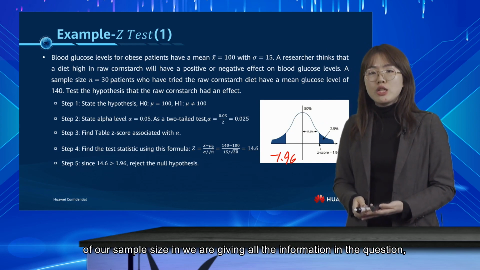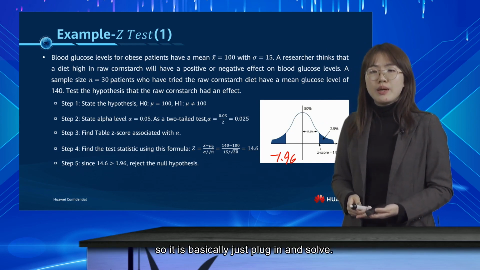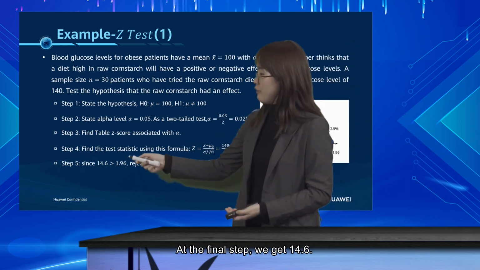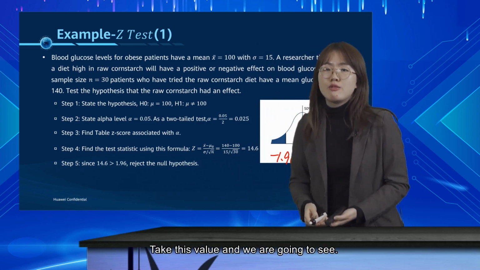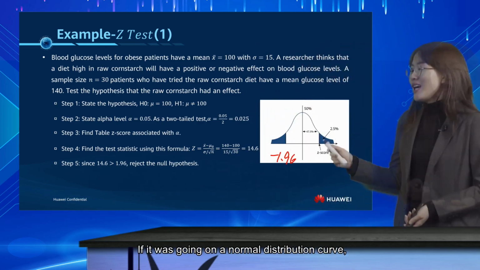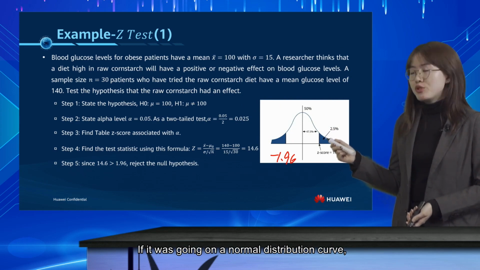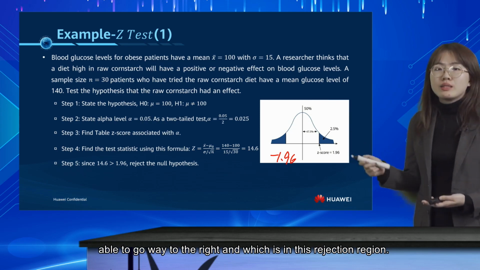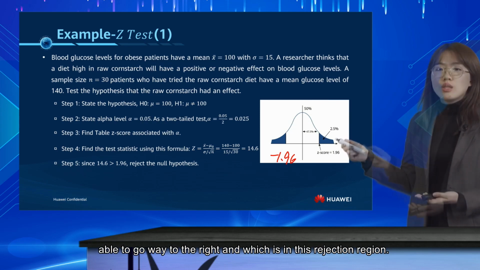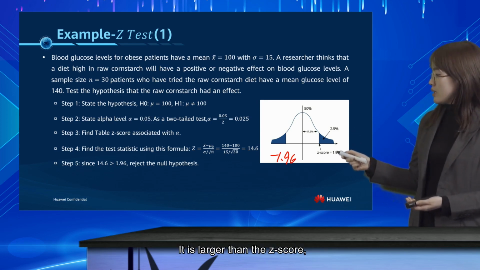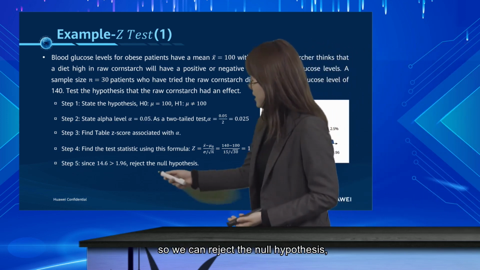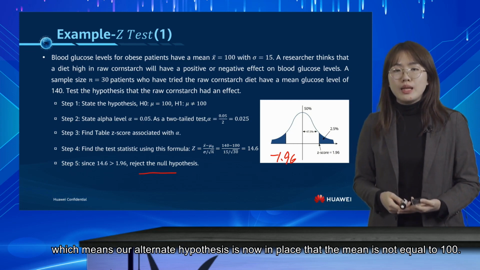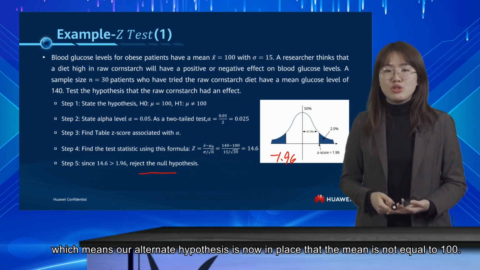We are given all the information in the question, so it is basically just plug in and solve. At the final step, we got 14.6. We take this value and see where it lands on a normal distribution curve like this. It goes far to the right, which is in the rejection region. It is larger than the critical z-score, so we can reject the null hypothesis, which means our alternate hypothesis is now in place: the mean is not equal to 100.